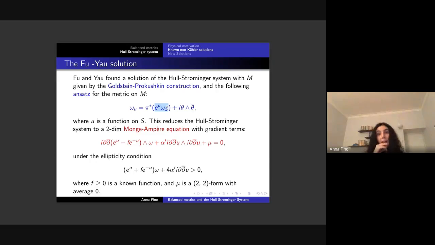S. And then if you impose the Hull-Strominger system, what you get is a two-dimensional complex Monge-Ampere equation with gradient terms of this type. Here we have that f is a known function, positive in the sense bigger than or equal to 0, and mu is a 2-form with average 0, so with integral essentially 0. And of course, you have a condition for which omega u defines a metric, so under the ellipticity condition that is given by the positivity of that form.